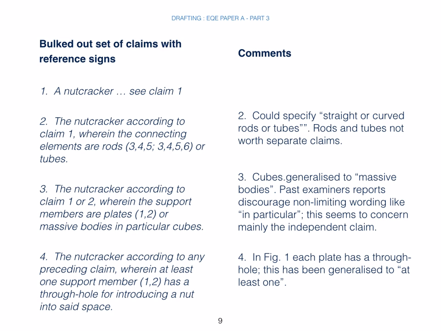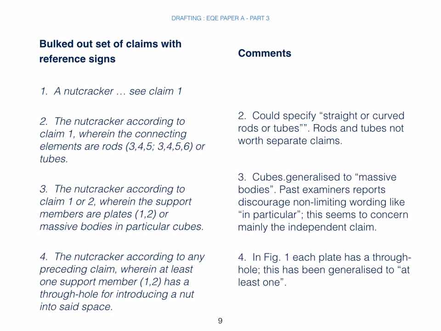So claim 2 would be the Nutcracker according to claim 1, wherein the connecting elements are rods or tubes. And there again, we could have specified straight or curved rods or tubes, but that's not necessary. It's not, in my opinion, worth making a separate subclaim for rods and a separate subclaim for tubes.